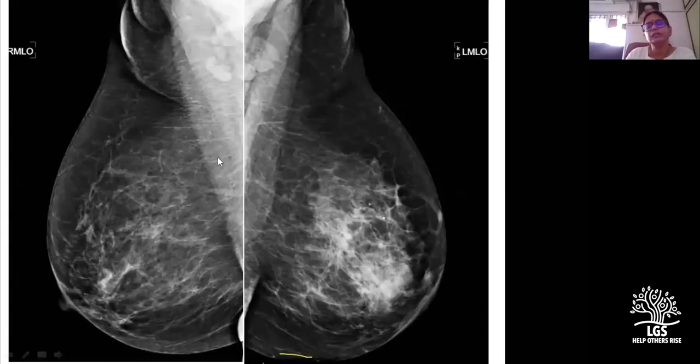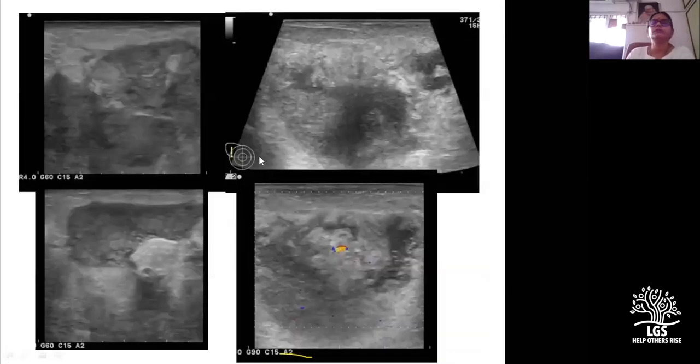And this is an MLO. You see how this normal breast looks, whereas this side is obviously asymmetry is there with some distortion in the breast tissue. And you do ultrasound, you see such a big abscess cavity, so all of the same breast.